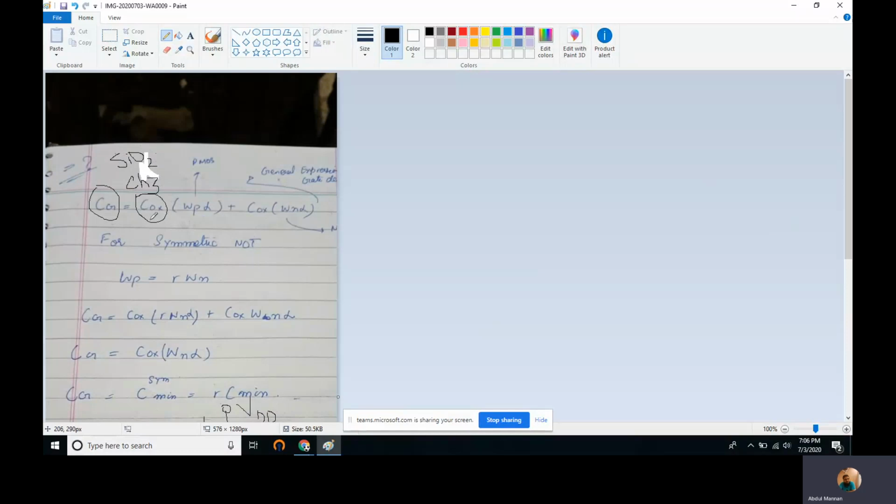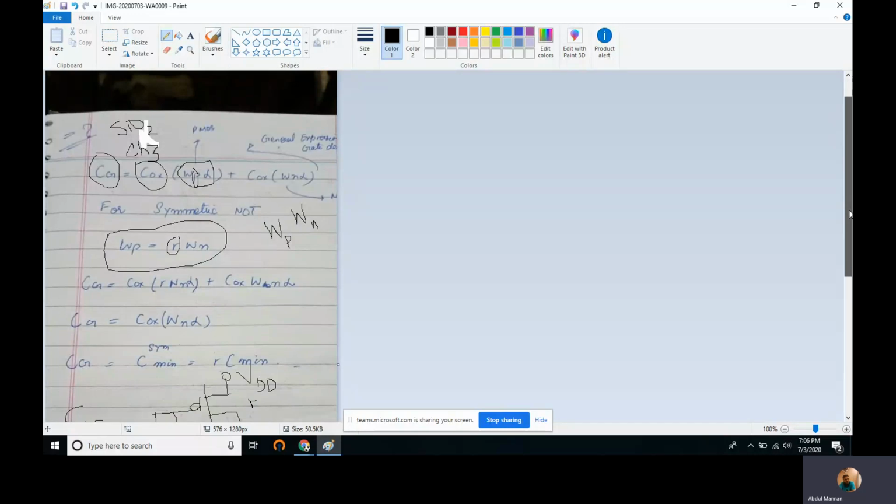As far as a VLSI designer is concerned, C oxide is not in his or her control. He or she can control only the aspect ratio, the width and the length. So the width WP, with P in subscript, means the width of the PMOS. Similarly, WN, W subscript N, is the width of the NMOS. And this R is the mobility ratio. WP has to be R times WN if we want to make a symmetric inverter.